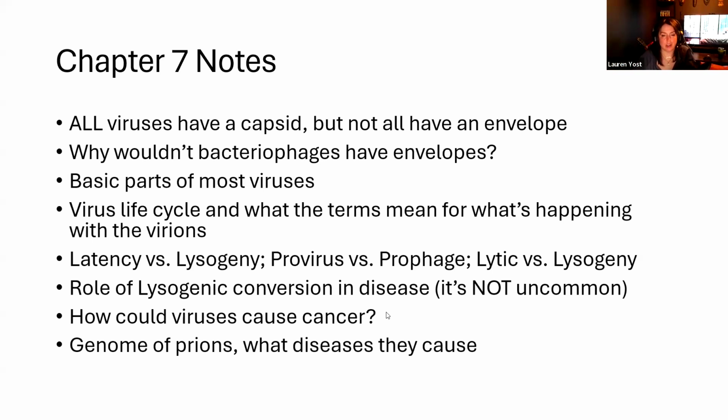Role of lysogenic conversion in disease is actually pretty common. Like I said, we just talked about that. How could viruses cause cancer? We talked about that. Could cause disruption in the cell cycle, and depending on where it inserts itself into your genes. And then a genome of prions, they don't have one. Just kind of a trick little statement there, FYI.